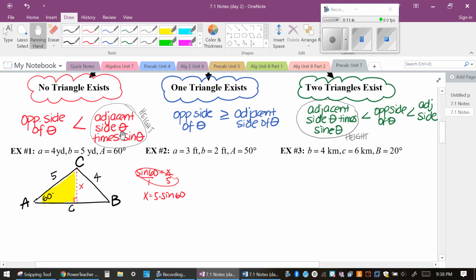Adjacent side of theta times sine of theta. Okay, it comes from SOHCAHTOA. So I didn't make it up. No one made it up. It actually comes from SOHCAHTOA.